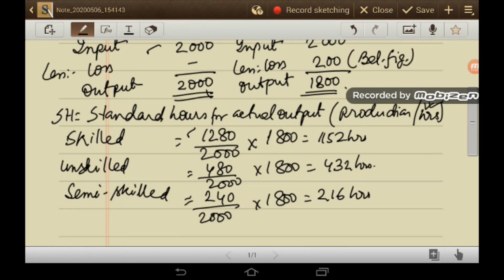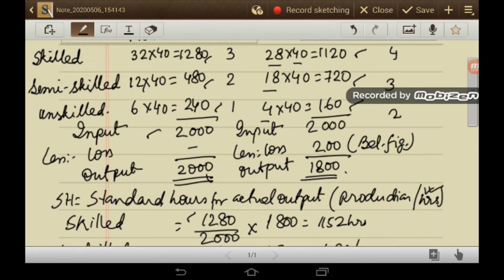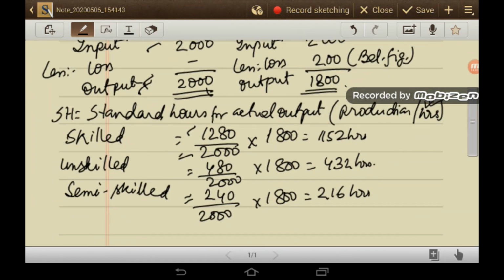Now this is the standard portion. I have taken it from here. And this is the output. So this is the actual output, the standard output hours, and this is also the actual output hours, at 1800. So this is parameter 1 that we have calculated, standard hours for actual output.